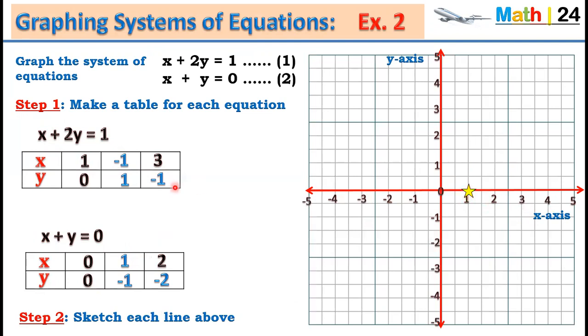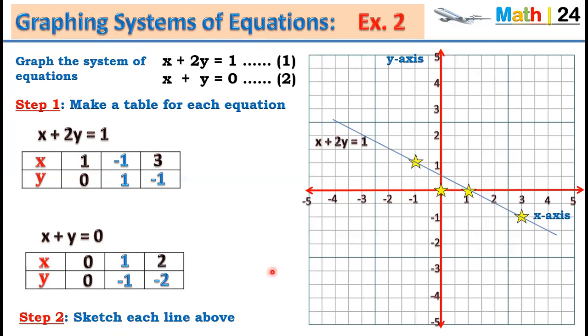X is 1, y is 0. The next point is -1, 1. X is equal to -1, y is equal to 1. Then we have 3, 1. X is 3, y is -1, 3 minus 1 rather. We draw a line. So this is the line x plus 2y equals 1.